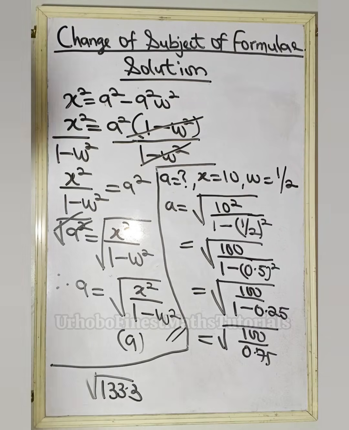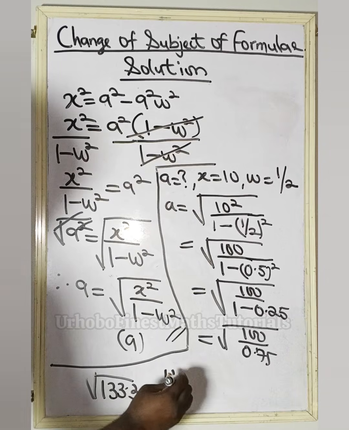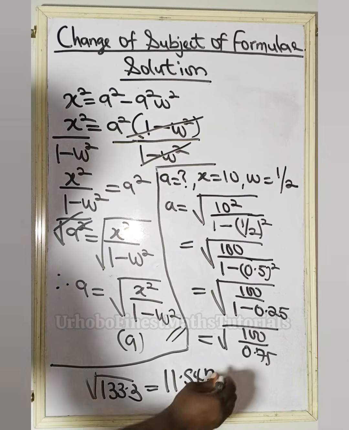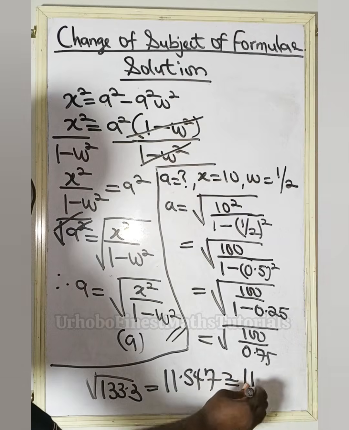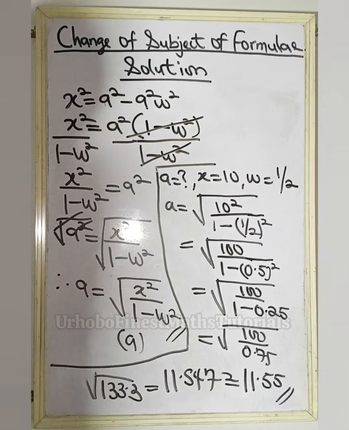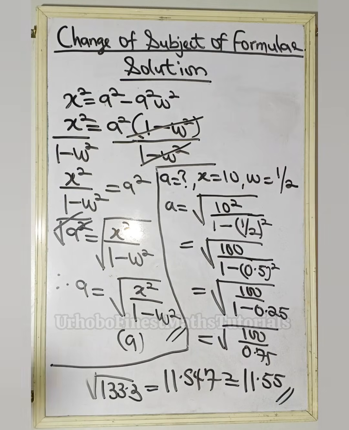133.3. The square root of 133 will give you 11.547. So we can say that A is approximately 11.55. And this right here is the answer to question B.